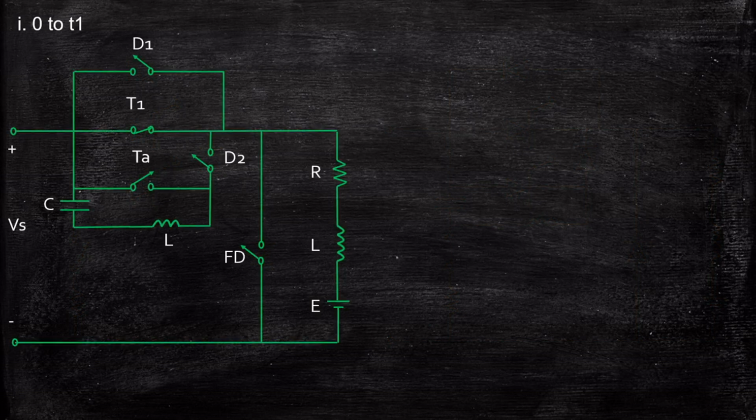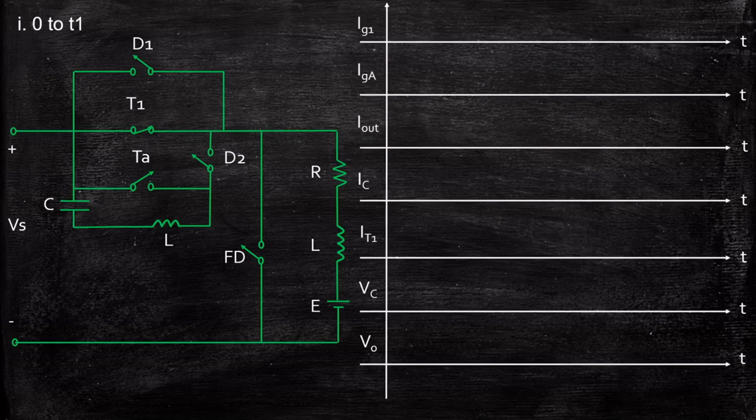Now let's continue our analysis. So we are going to divide this into various time instants starting from 0 to T1, and we are going to parallelly draw the equivalent circuits and correlate with the concept of waveforms so that it will be very easy for us to understand the circuit operation and draw the waveforms as well. The waveforms basically contains gate current, that is IG1, current that is going to be supplied, or the gate pulse that is going to be supplied to thyristor T1. IGA is for the auxiliary thyristor. IOUT is basically the output current. IC the charging or the capacitor current, and IT1 is the current flowing through thyristor T1, and VC is the voltage across capacitor, and Vout is the output voltage.